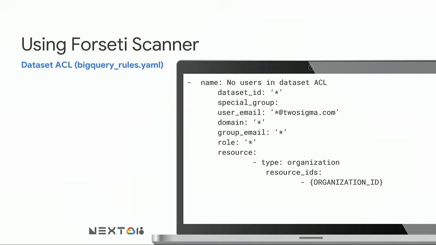Another way to approach this, right? Again, defense in depth. We don't like to just put one rule in place and rely heavily on it. So we also check the inverse. Rather than checking who has permission to create datasets, we also want to say if anyone ever shows up in the dataset ACL with an @2sigma.com email address, please notify us, because there really shouldn't be anyone in that dataset ACL.